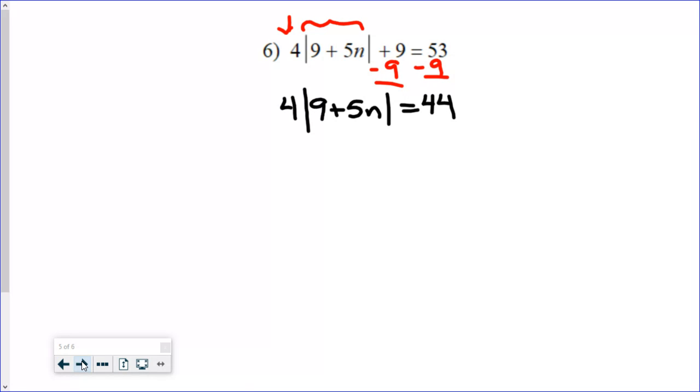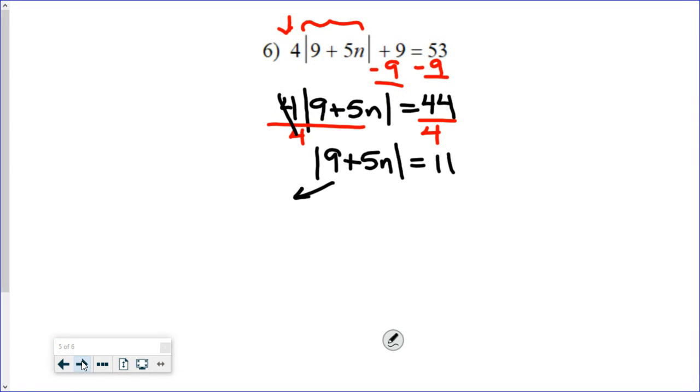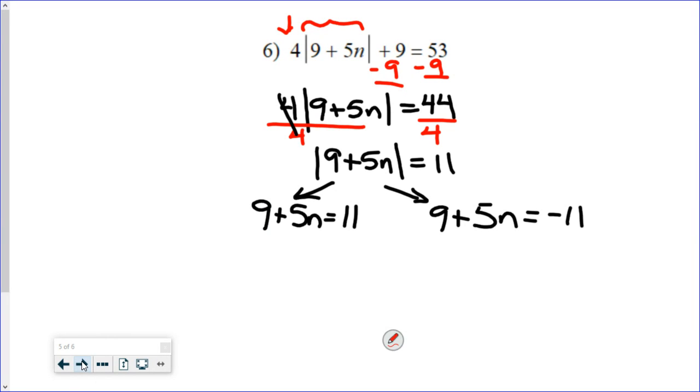Again, I can't change the absolute value. That's its own entity. But if this equation means 4 times the absolute value, I'm going to do the opposite of timesing and divide. And now I have the absolute value by itself. And now I get to split it up twice and show my work. Okay. And it equals a positive and a negative. Now, don't move the 5. We got to subtract the 9. And again, I see a decimal in our future.